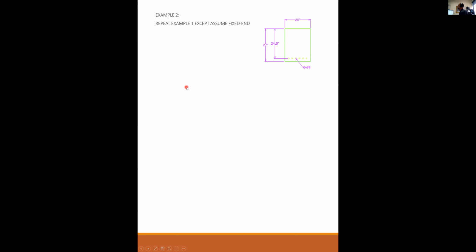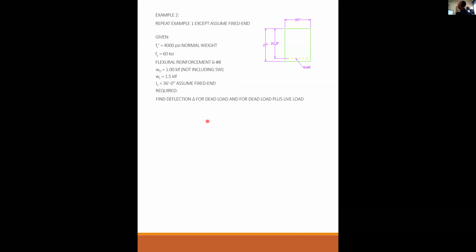All right, so let's do example number 2. We are going to repeat example 1, except that now we're going to assume a fixed end support as opposed to simply supported. So we have the same givens: 4,000 PSI normal weight concrete, grade 60, 6 number 8s. Dead load is 1 kip, not including self weight. Live load is 1.5, span 36. But now we assume fixed end. Required: find the deflection delta for dead load and for dead load plus live load.